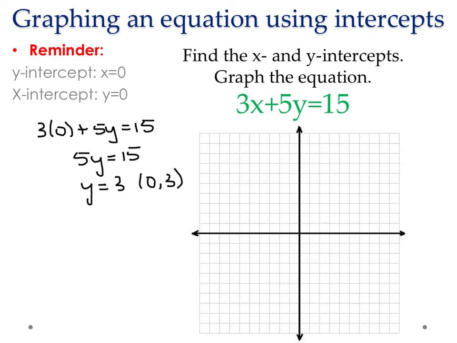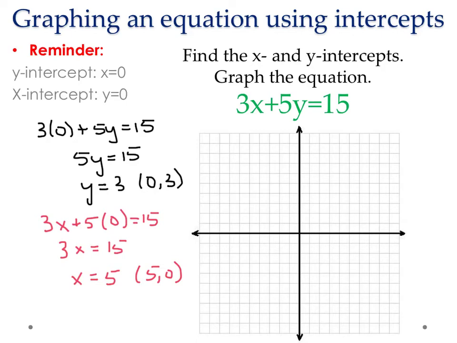And for the x-intercept, now the y term is going to go away. So this whole term we can just pretend like it's not there. So we get 3x plus 5 times 0. That term now goes away. And we can solve for x. So 2 points is all I need to graph a line. So let's go ahead and graph our line. Make sure you label your intercepts.